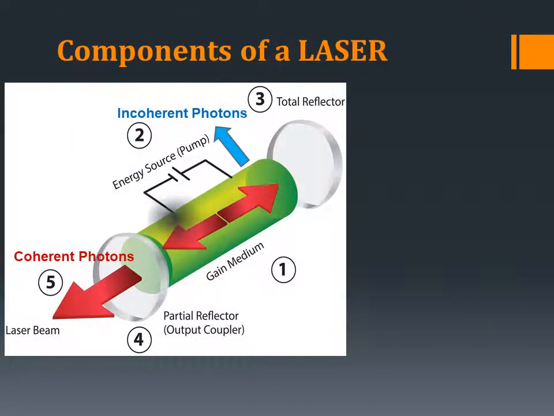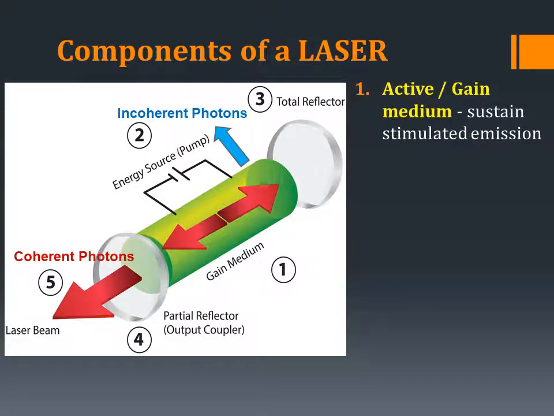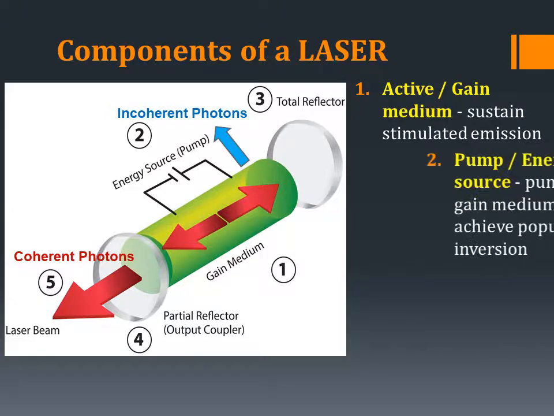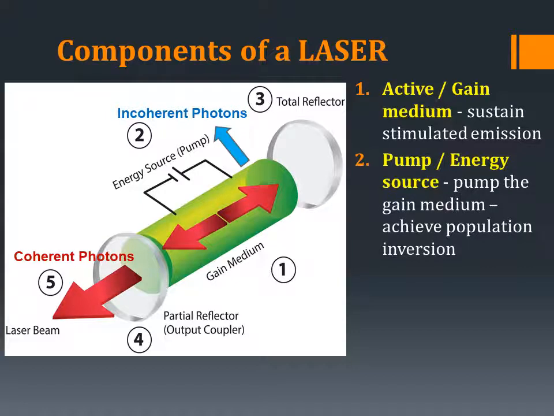The various components present in a laser setup are, first, the active medium or the gain medium. This is the medium in which population inversion takes place, and therefore it is called the active medium. Secondly, we have the pump or the energy source. The pump is used to raise more atoms to the excited state by many types of artificial means, and therefore it is used to achieve population inversion.